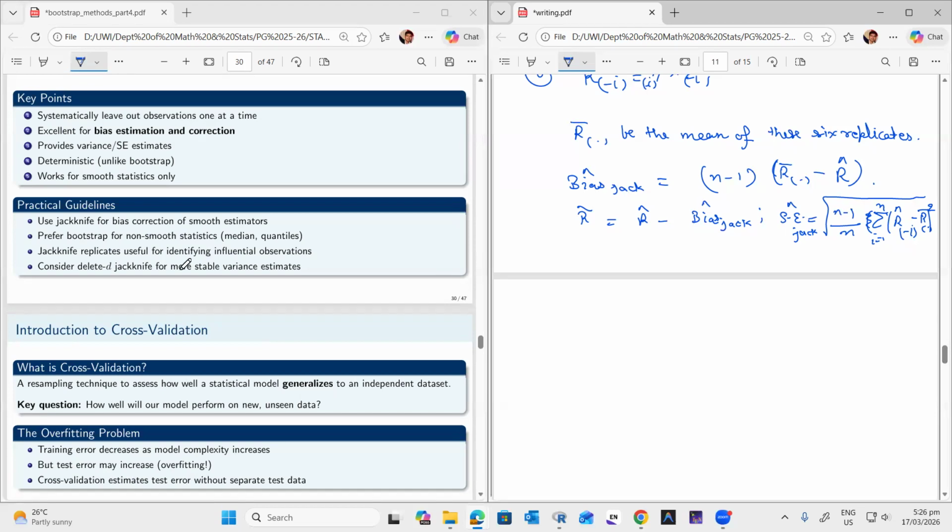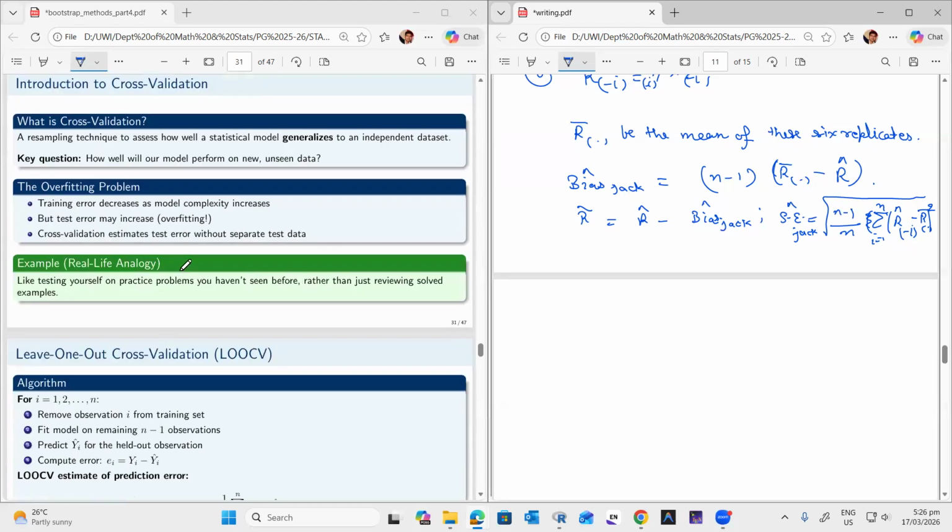So now we will go for the introduction to cross validation. Okay, so what is cross validation? Cross validation is basically a resampling technique to assess how well a statistical model generalizes to an independent data set. All right. So that is the basic idea of cross validation. Okay. So now we just talk about cross validation here.